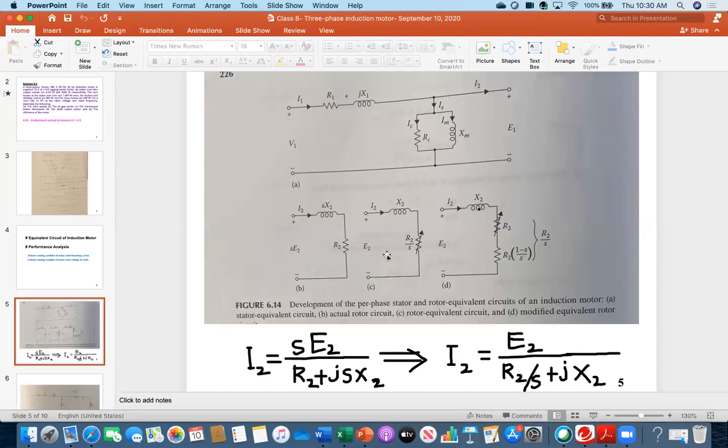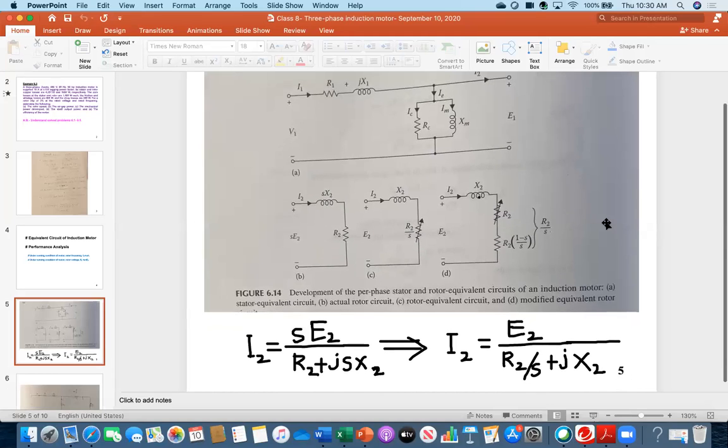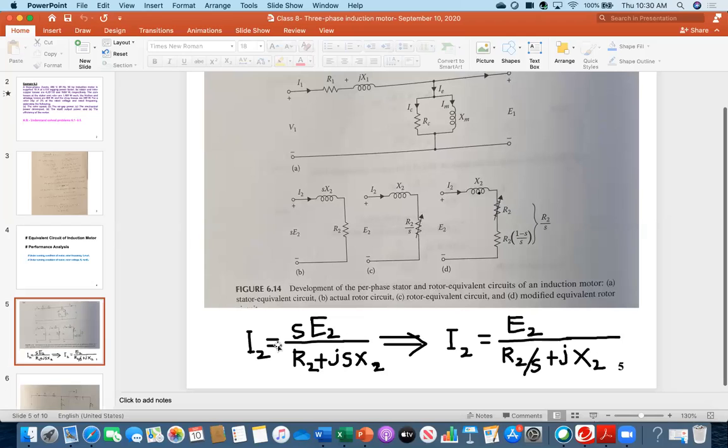Therefore, how I got that one? I wrote it in a PowerPoint file using a pen. Everybody look at this circuit. This is a series circuit. It is resistance. This is reactance. This is the applied voltage. This is I2. What is my I2 expression? So you look, I2 is this sE2 over R2 plus jsX2. So you all understand this one.